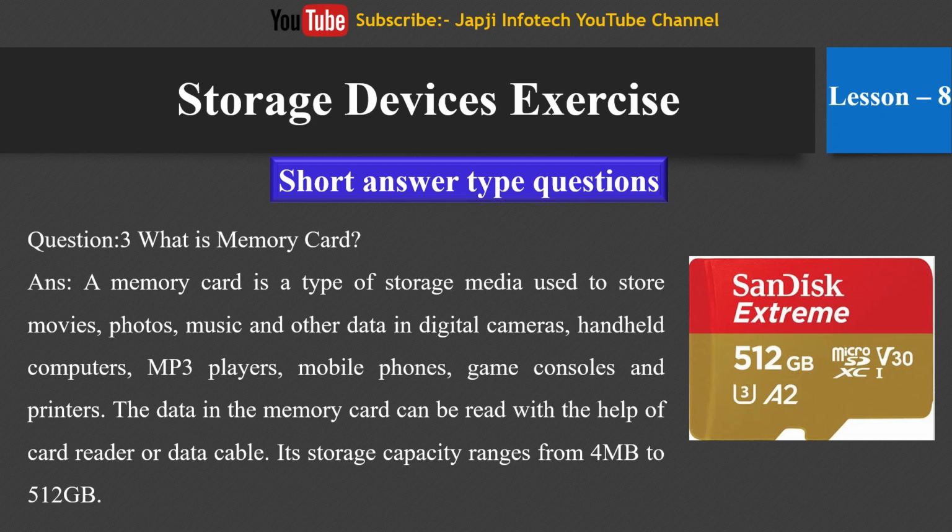And the third question is what is memory card? A memory card is a type of storage media used to store movies, photos, music, and other data in digital camera, handheld computer, MP3 player, mobile phone, game console, and printer. The data in the memory card can be read with the help of card reader or data cable. Its storage capacity ranges from 4 MB to 512 gigabyte.